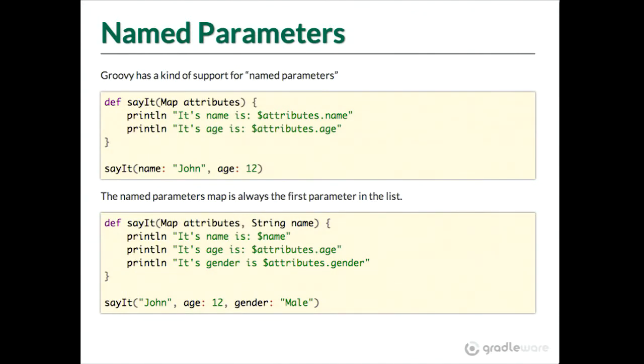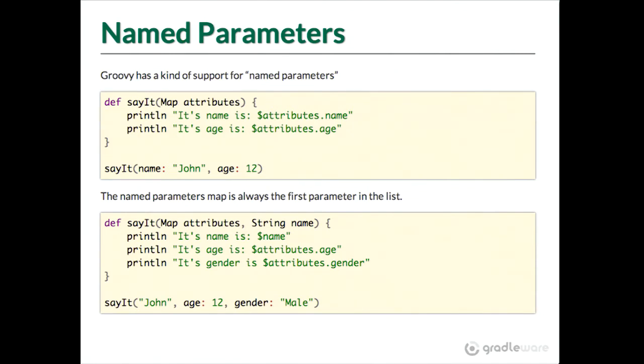There's a kind of support for named parameters. So here we have a method that takes a map as one of its parameters. And what we're doing there is just looking up in that map values of the keys name and age and then writing out strings using string interpolation. So there's a few of the things that we've talked about there. So here, as I say it, I pass it a map with those keys set to something.